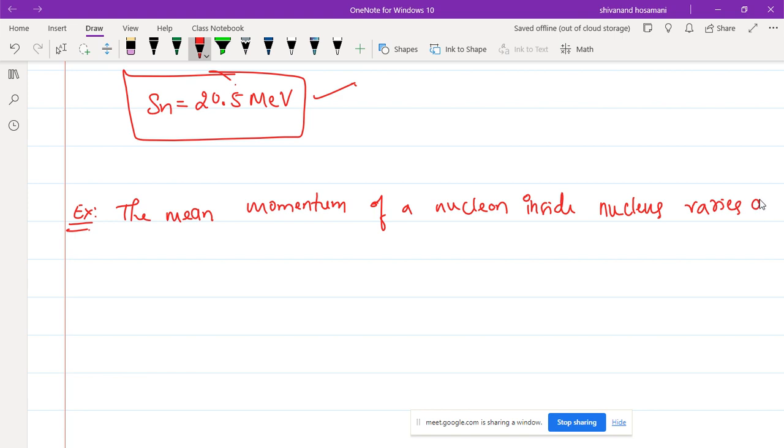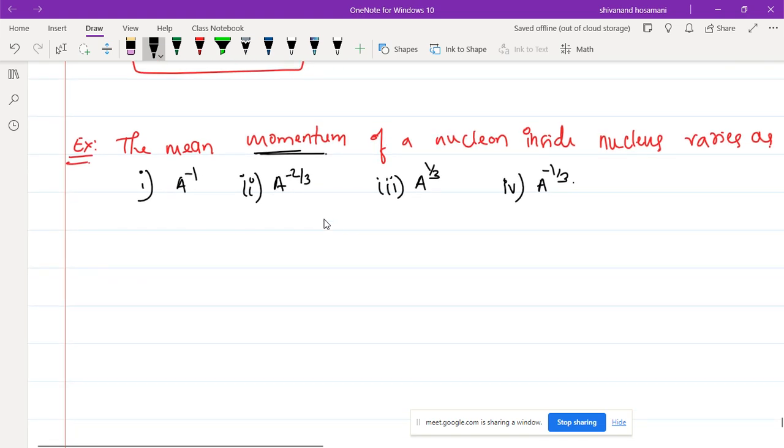So how do you write here? The first option is e to the power of minus 1. The second option is e to the power of minus 2 by 3. The third option is e to the power of 1 by 3. The fourth option is e to the power of minus 1 by 3. Which one is the answer here? They are asking mean momentum. How to calculate the mean momentum?